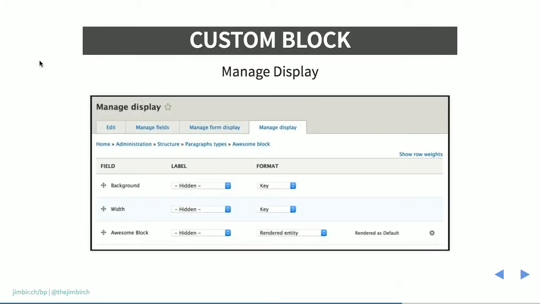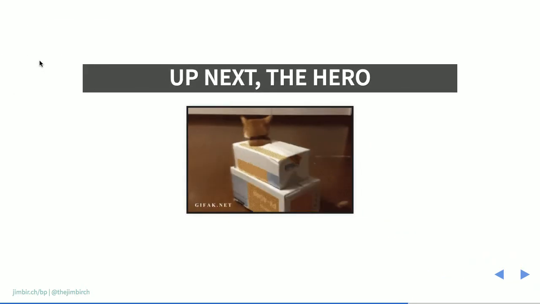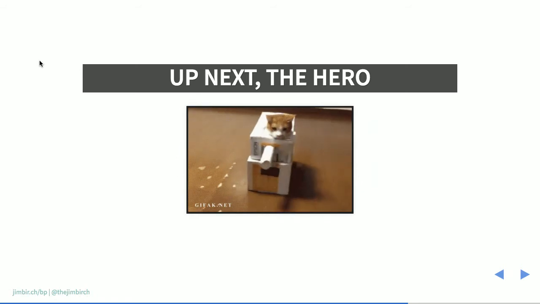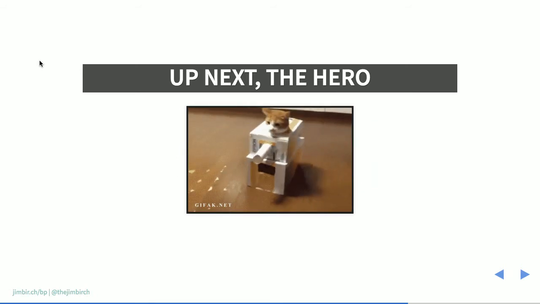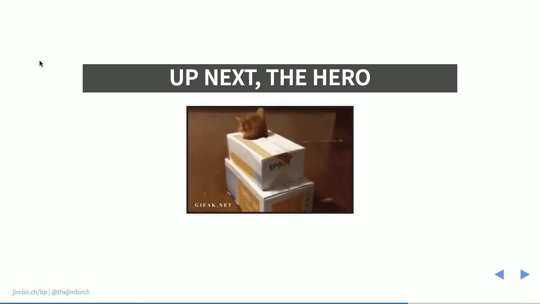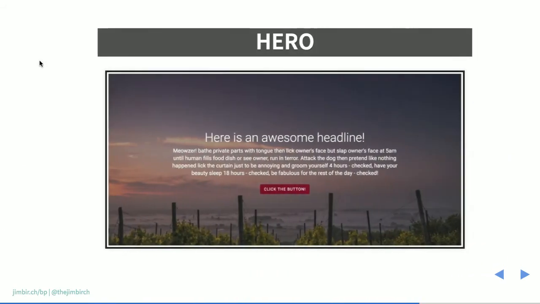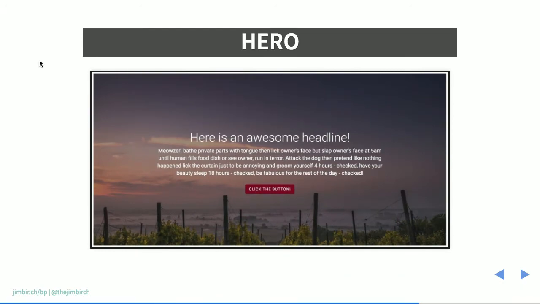Go into the manage display, and we want to display the key from the background and width field. This is what prints the classes in that template, and then the rendered entity of the awesome block. And that's it. So that's a really simple explanation of this. Next, we're going to do the hero. So this came out of my last project that I worked on, where we needed a big, beautiful hero with parallax and a little zoom and Ken Burns effect.